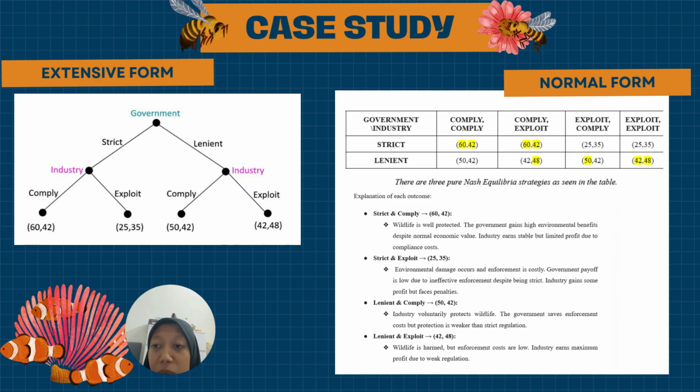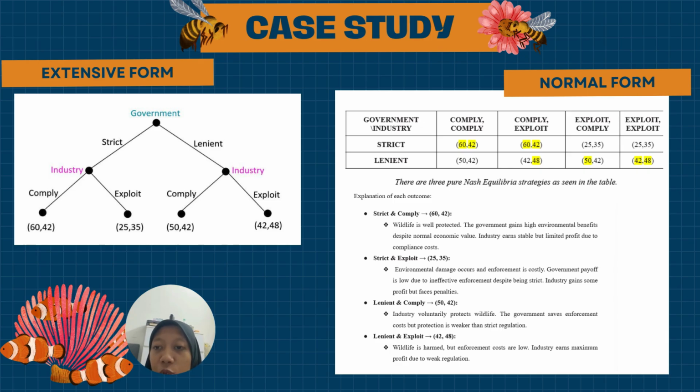To identify the stable outcomes of this interaction, we convert the extensive form into the normal form, as you can see on the right. Here the rows represent the government's strategies and the columns represent the industry's complete sets of conditional strategies, for example, comply if strict but exploit if lenient. We have used yellow highlights to indicate the best response for each player. Where the best responses for both players intersect, we find a Nash equilibrium. On the right, the numbers show which outcomes are the most stable.